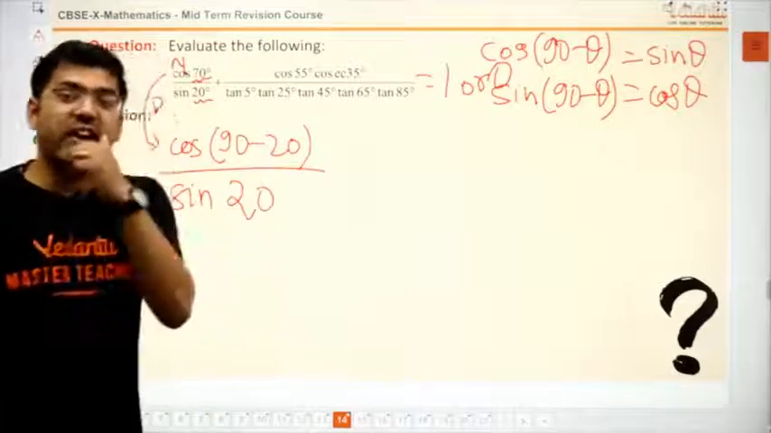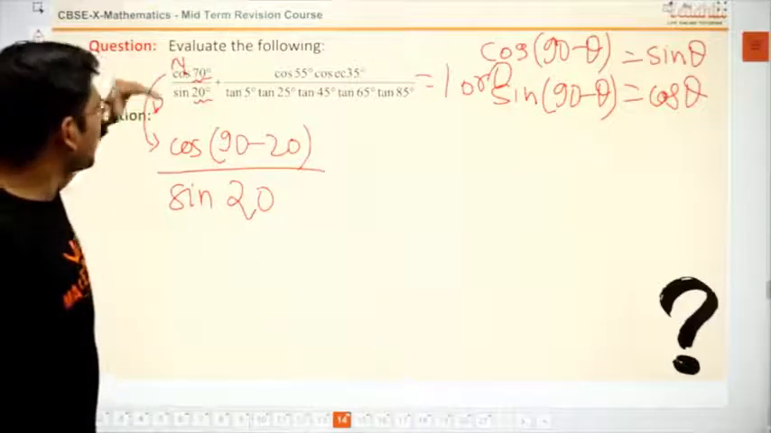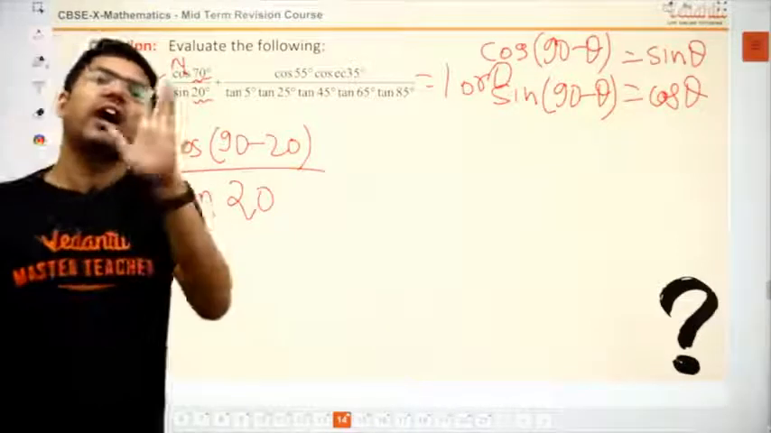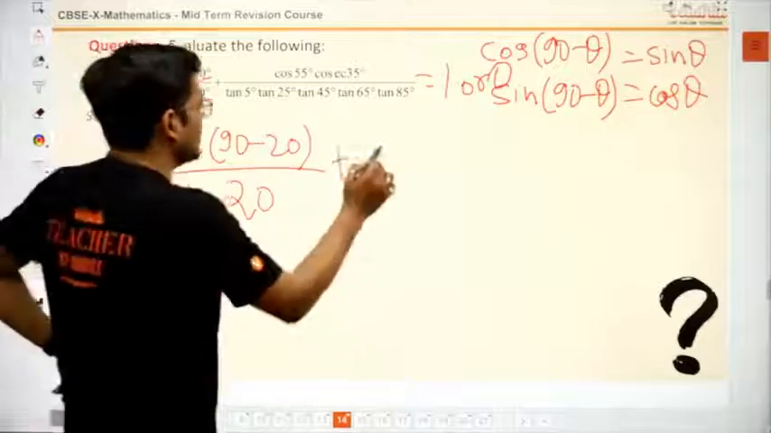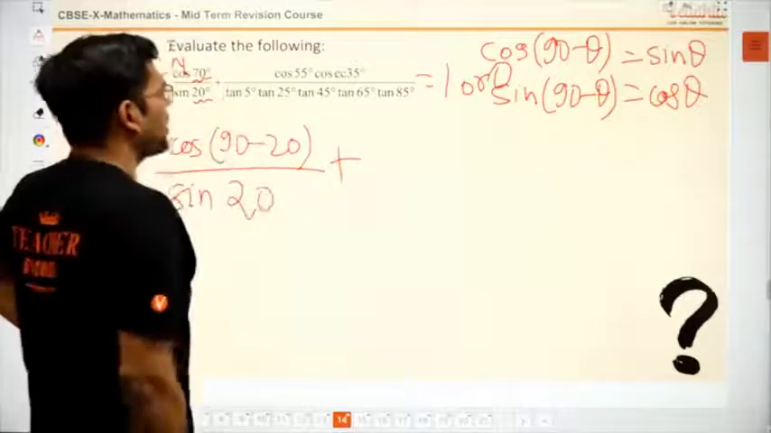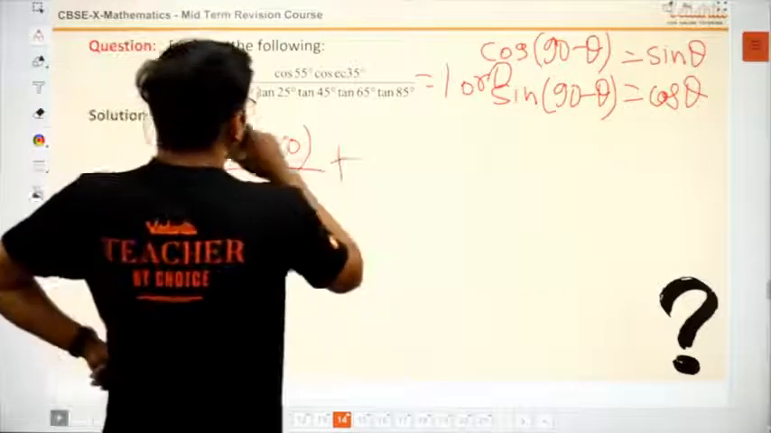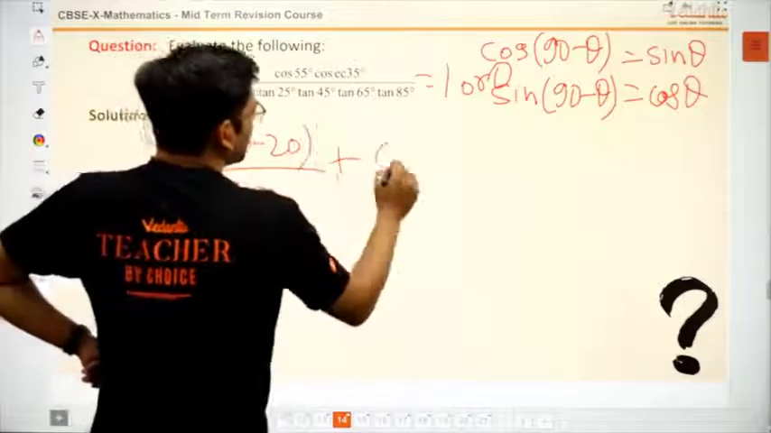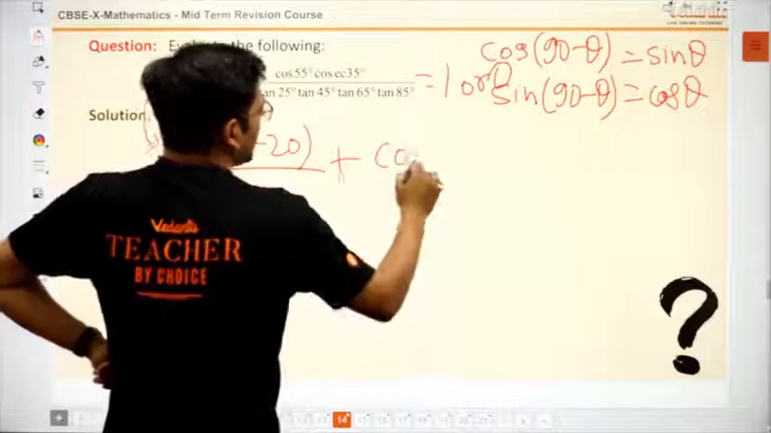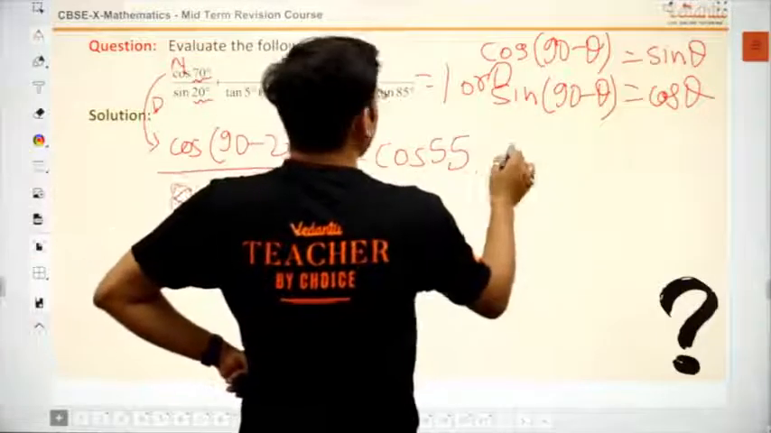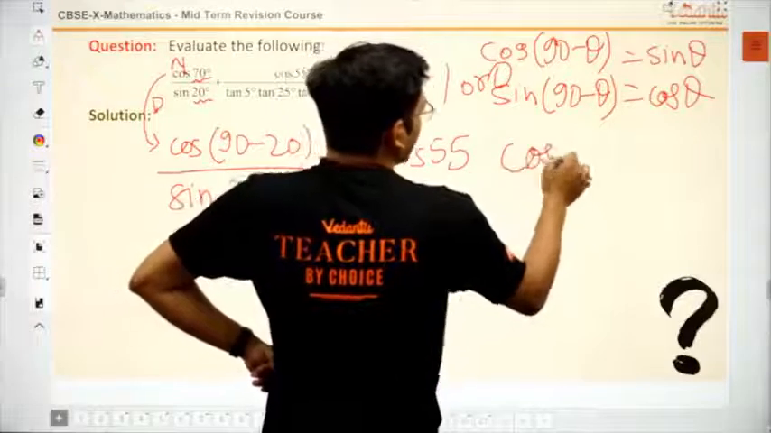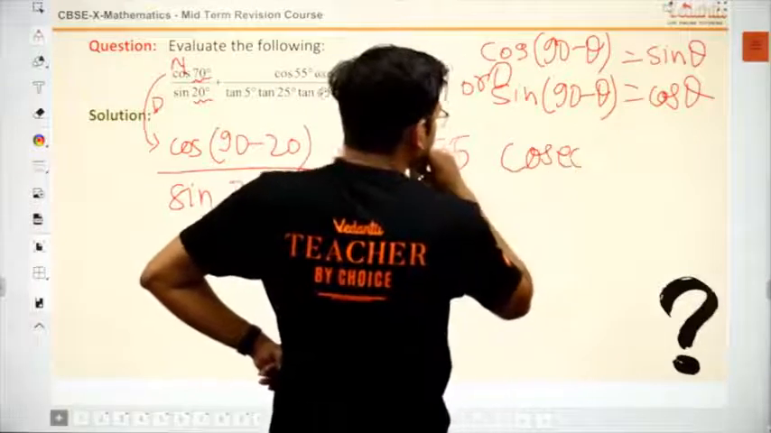This is the funda: here you have a numerator and a denominator, so you will convert only half. Either the numerator or the denominator, not both at the same time. Plus cos 55 and cosec 35. So what to do with this? Let's just keep cos 55 into cosec 35.